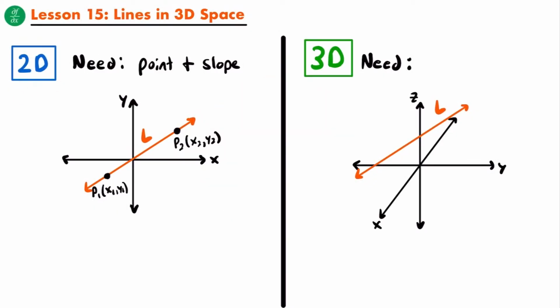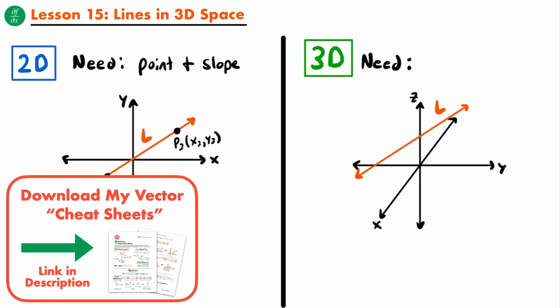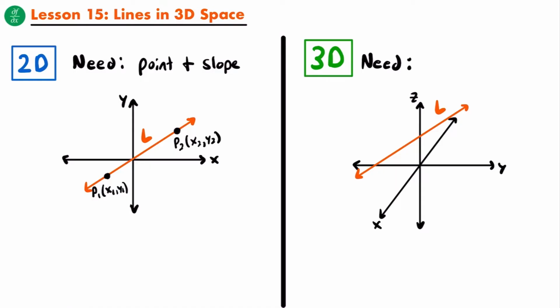Alright, so in two dimensions, or in a plane, in order to find the equation of a line, we needed to know at least one point on that line as well as the slope of that line. And you could find the slope of a line using 2 points, which you can see that I have labeled on this line here. We have 2 points, P1 and P2, where P1 has coordinates x1, y1, and P2 has coordinates x2, y2. We could use these 2 points to find the slope of this line, and then use one of those points and that slope to find the equation of this line.